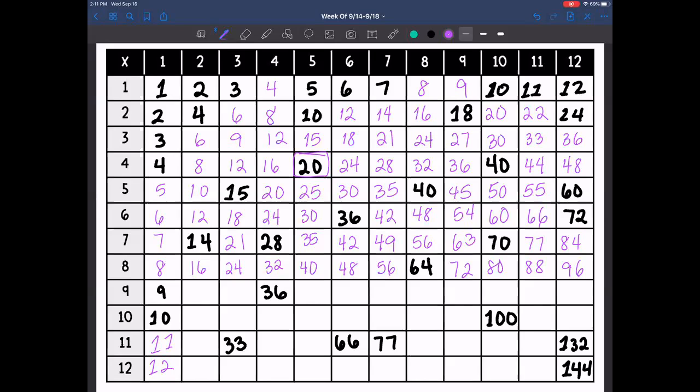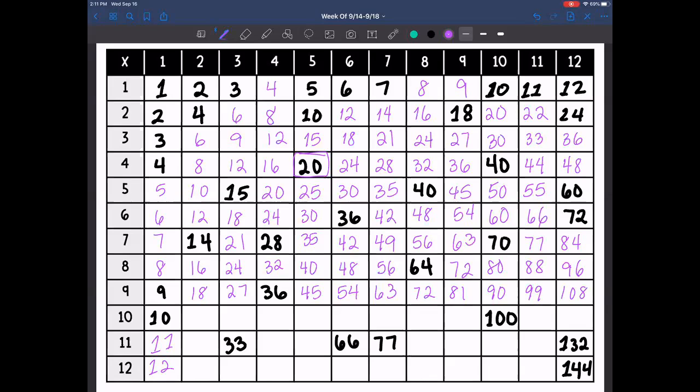The nines. 18, 27, 45, 54, 63, 72, 81, 90, 99, 100, 108.